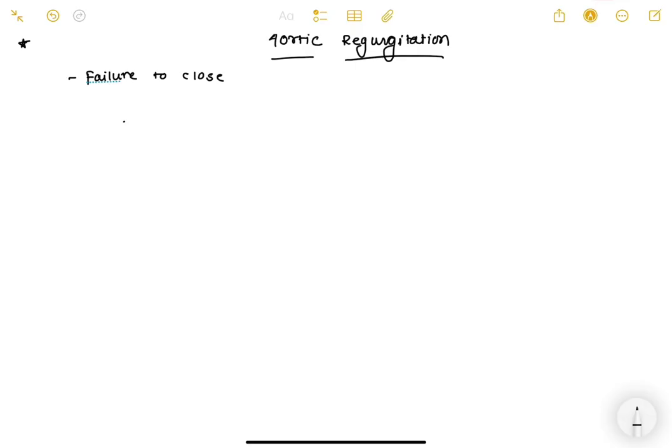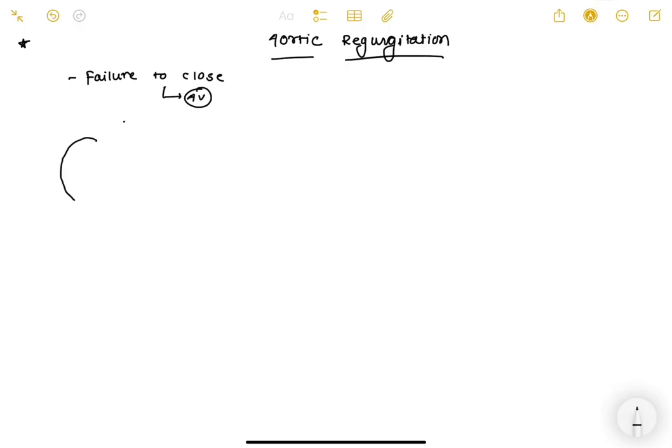Now let's start with aortic regurgitation. Aortic regurgitation is a somewhat difficult topic, and it has too many signs that one has to remember, and it is one of the most frequently asked questions in NEET PG as well. So what is aortic regurgitation? As we know, regurgitation means there is failure to close, which valve? Aortic valve.